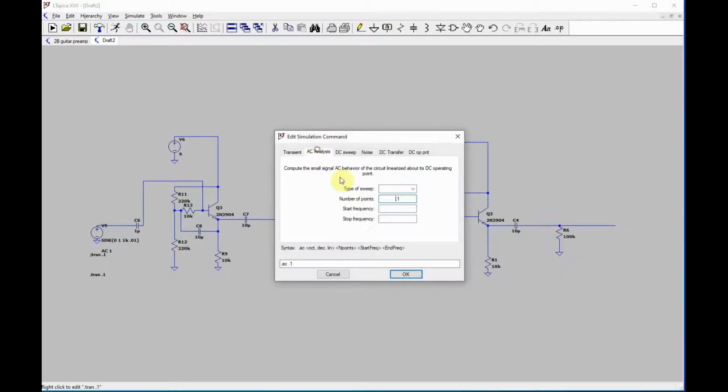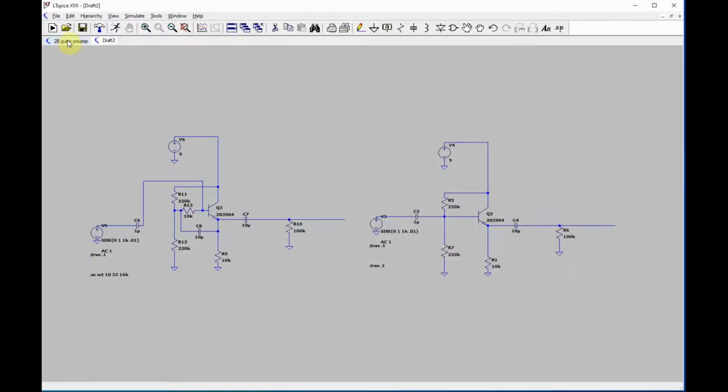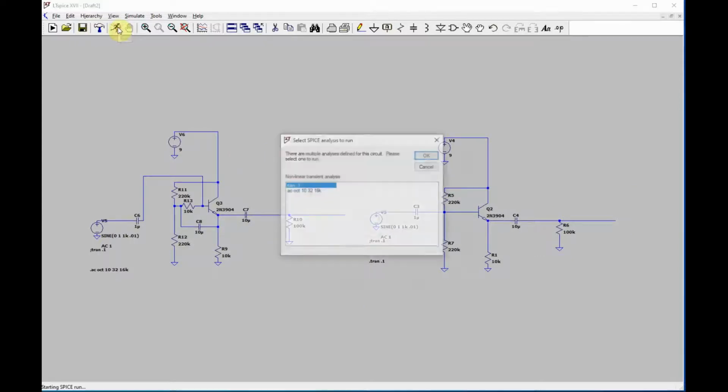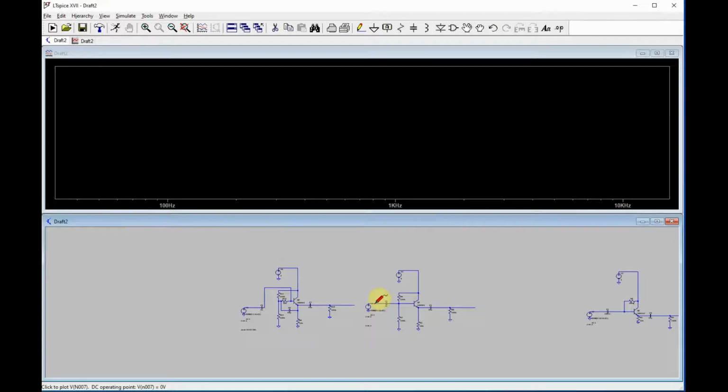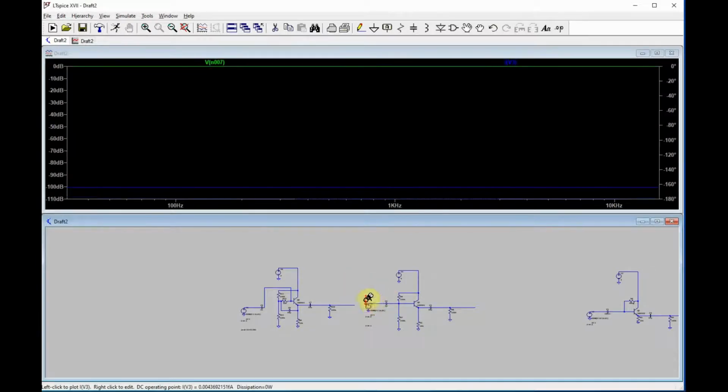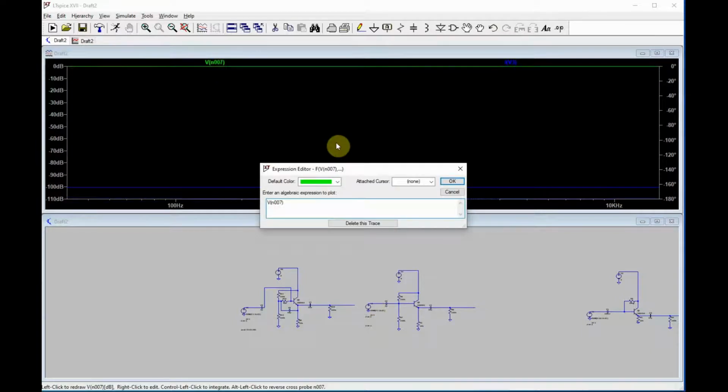This needs to change to AC analysis. Make 32 hertz, 16K. Okay, close out of this. All right, so let's look at this. Here is voltage, current. So we're going to divide those two.